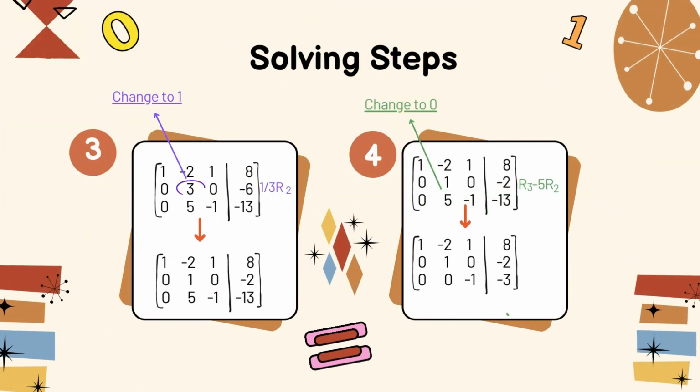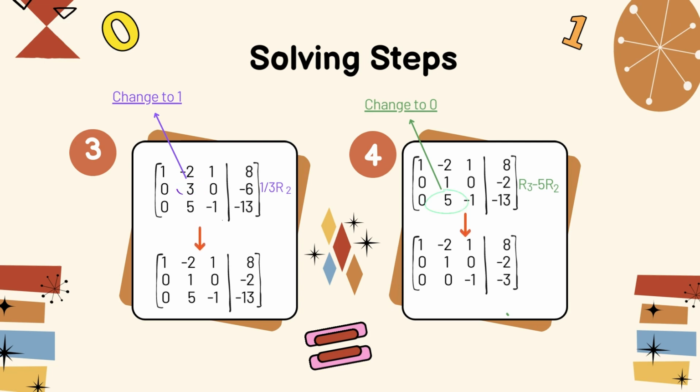So moving on to the third step, let's change the 3 in the middle into 1. This one is quite simple actually. We're just going to multiply the second row with 1/3. And remember, every time we change something, we have to change all the elements in the row.